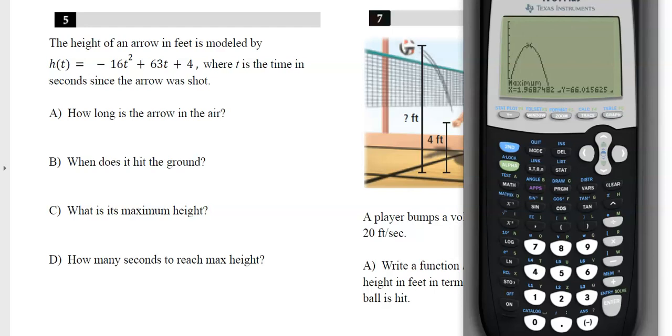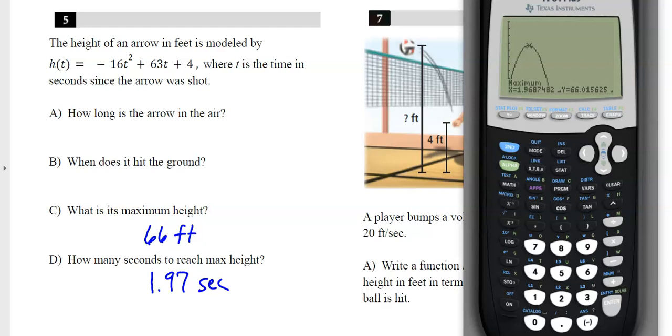So at 1.97 seconds, we're at about 66 feet. So let's just kind of write that in. I just answered part C and D. So at 1.97 seconds, we went to 66 feet. So this is dealing with the vertex. Now we got to go over and find the 0 to see when it hits the ground.